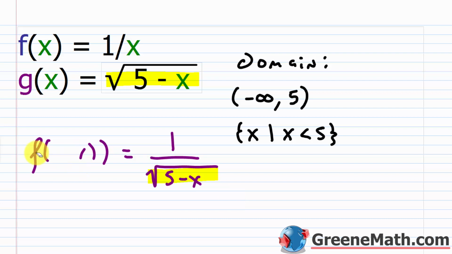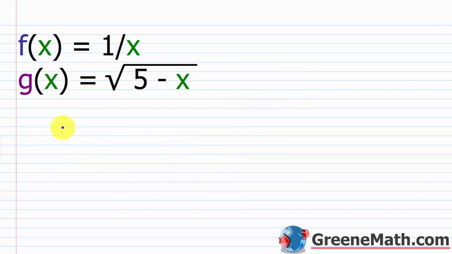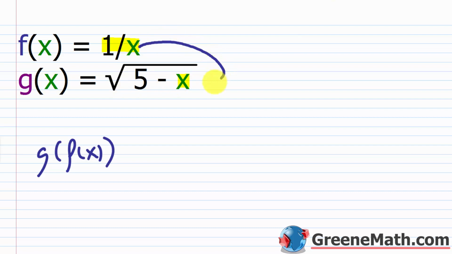So let's look at the other way around now. Let's think about g of f of x. So what is this now? I'm going to take this f of x, which is 1 over x, and plug it in for x in this g of x, again, square root of 5 minus x. So this guy is going in right there.